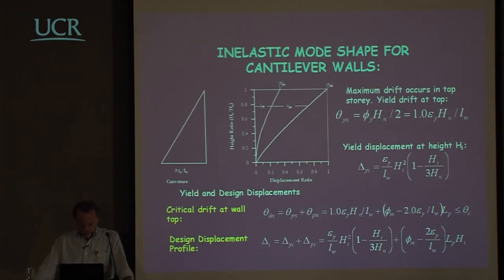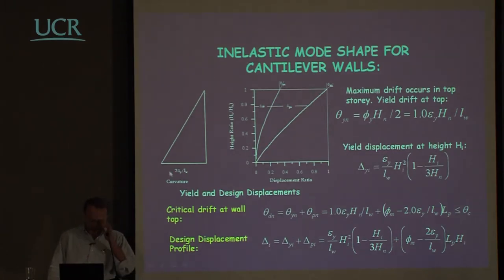So first point deals with the maximum drift. The maximum drift, as I was saying, occurs normally in the top story, and you can see it in this figure. This figure is rather straightforward. Assume that you have a variation of the curvature along the height, which is essentially proportional to the shape of a bending moment. So this is rather straightforward.